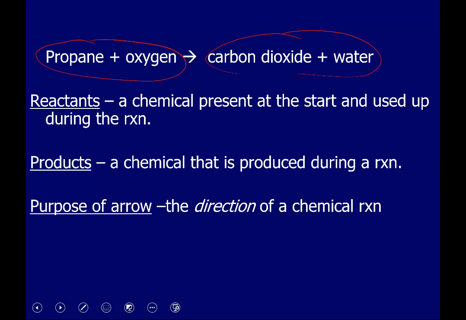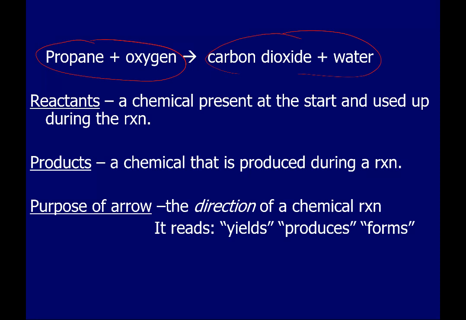The arrow tells you the direction of the chemical reaction. In this course, it's always going to point from left to right. So our reactants will always go on the left and products always on the right. And the arrow means that it produces, forms, or yields something. So you'd say that propane and oxygen give you carbon dioxide and water.